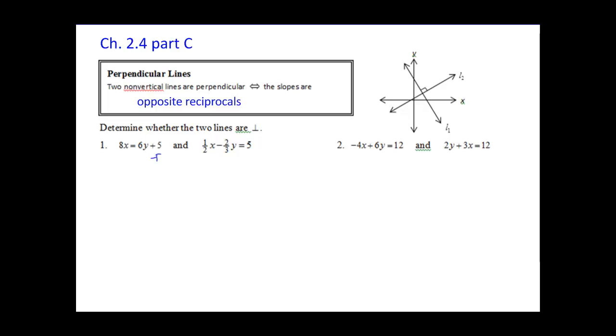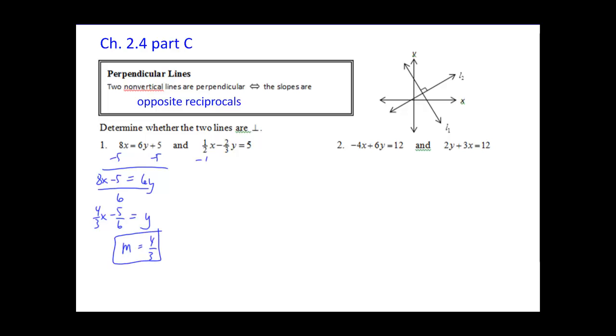If we subtract the 5 from both sides, we're going to get 6y equals 8x minus 5. Divide by 6, we get y equals 8/6, which becomes 4/3 x minus 5/6. We're interested in the 4/3, so m is 4/3. Opposite reciprocals, so the next one needs to be negative, and we need to flip it, and it should be 3/4.